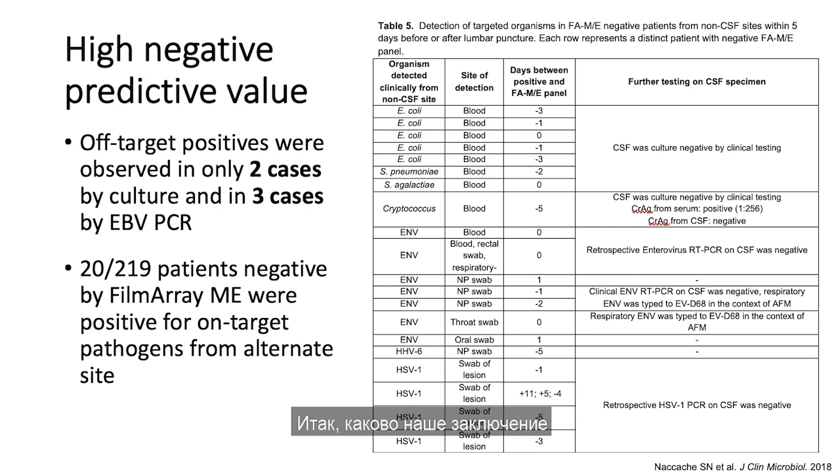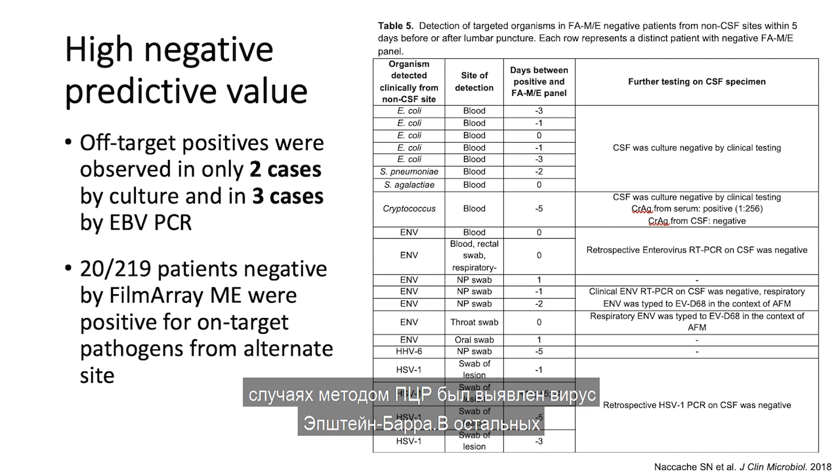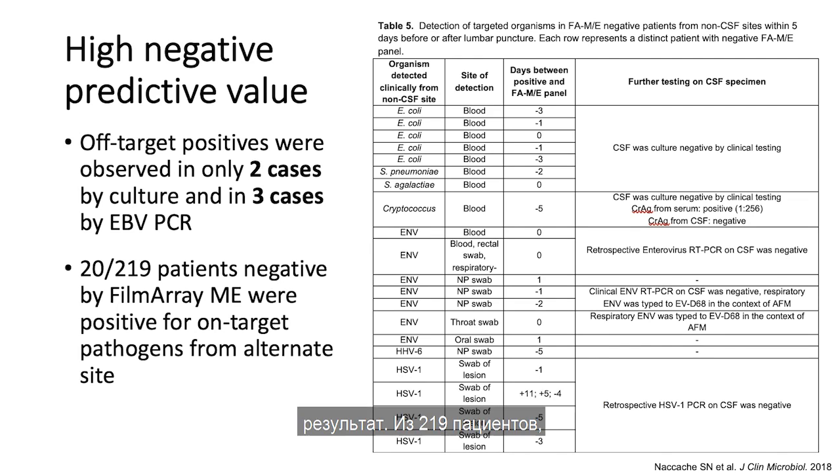And what we found about the panel in our first year of going live with the test is that it actually has a pretty high negative predictive value. Of the almost 300 or so patients that we've tested, off-target positives were observed in only 2 cases by culture and 3 cases by EBV PCR. Every other sample tested at that time was negative for any sort of target.